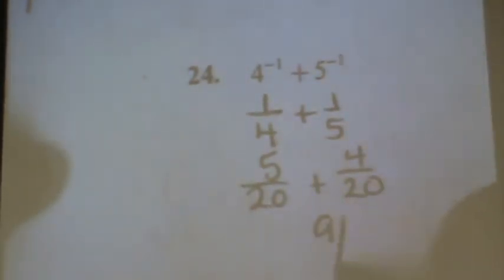Number 24, you have 1/4 plus 1/5. Your common denominator is 20. Multiply this by 5 and this by 4, and your answer is 9/20.